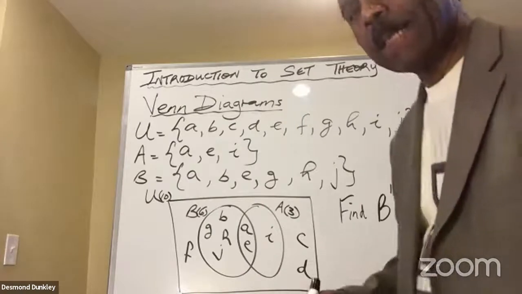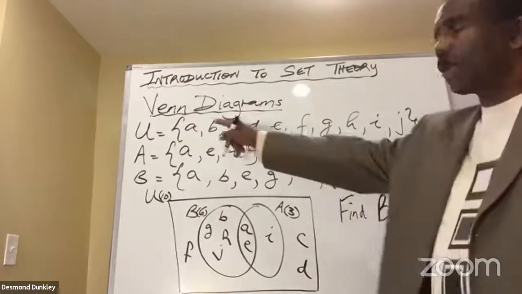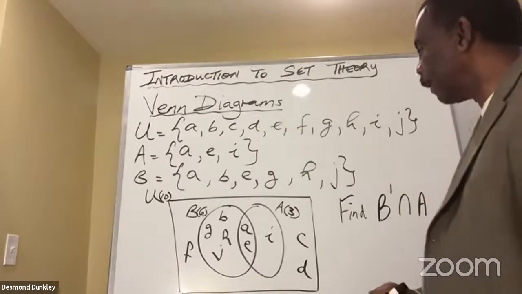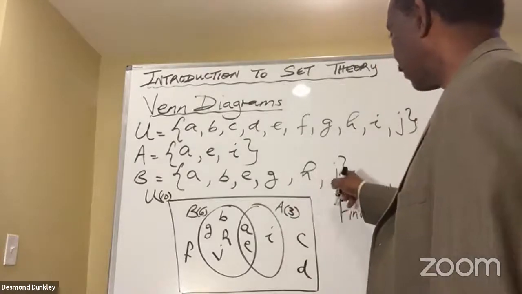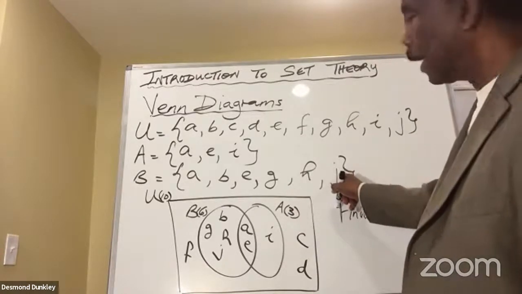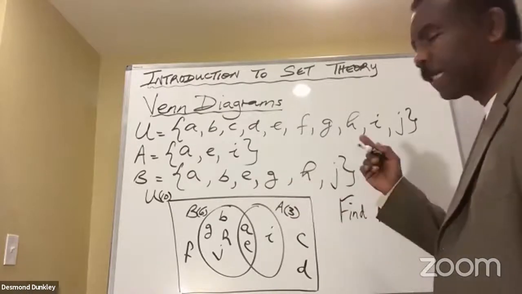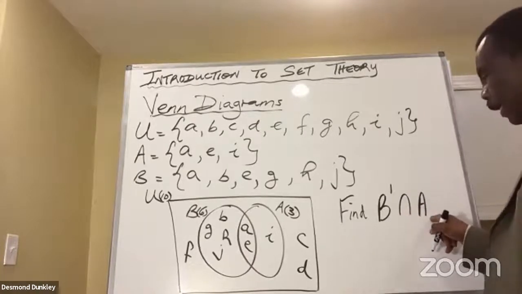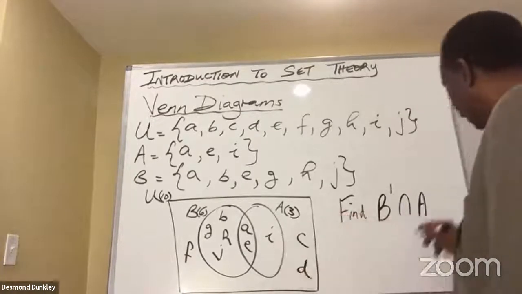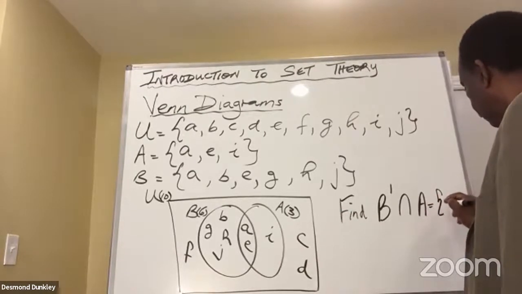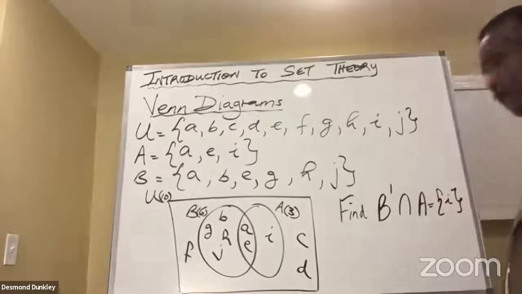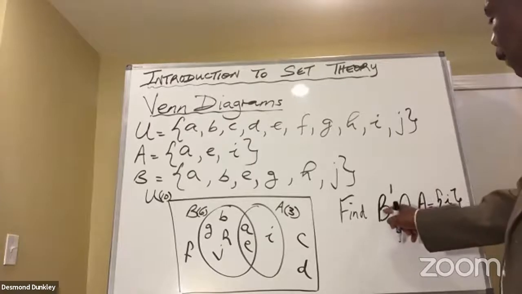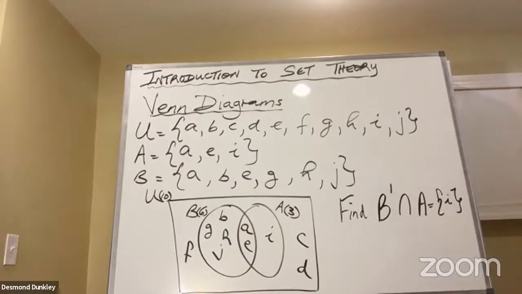Well, what is B complement? It's the set of elements in the universal set that are not in the set B. So what would those be? Well, we are 6 here, so it will have to be the other 4 that are not in B. But of those 4, are there any of them that overlap with A? And the answer is yes, I. So there's one item in the intersection of A and B complement. Let's try another one.